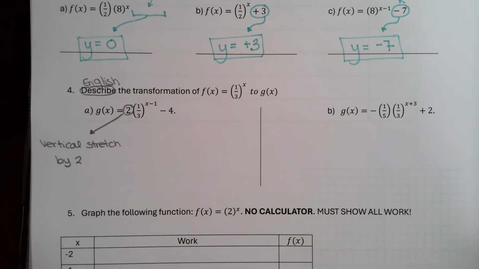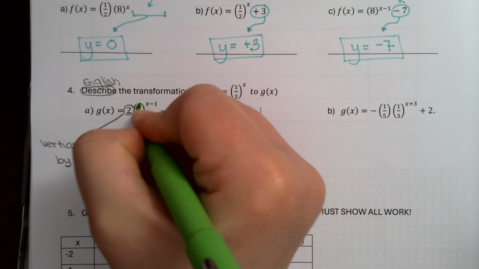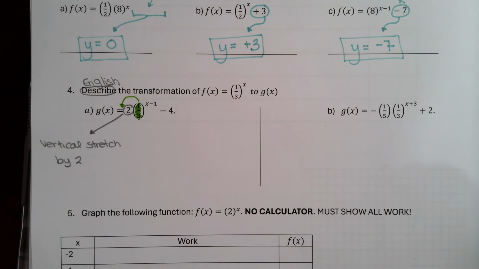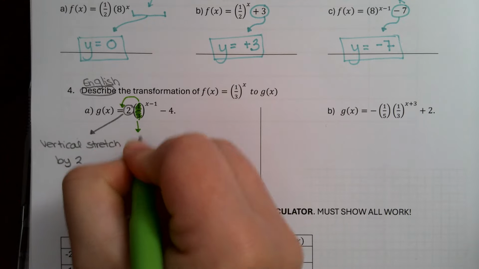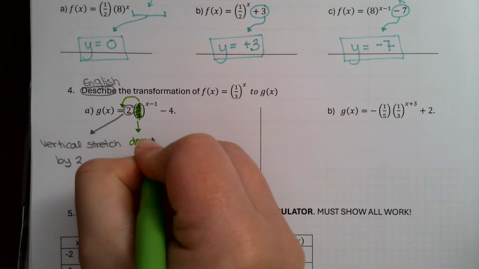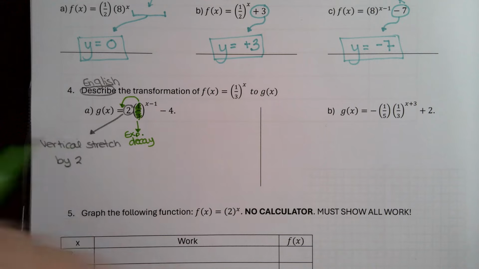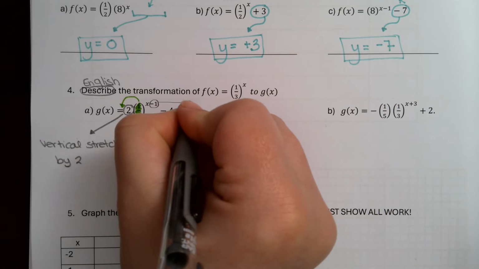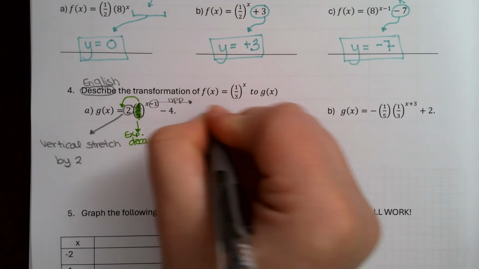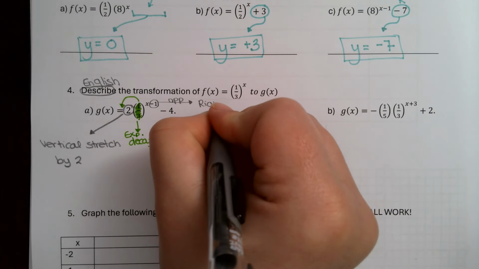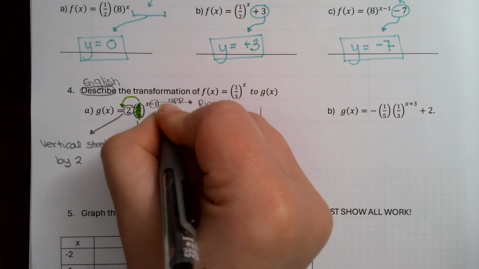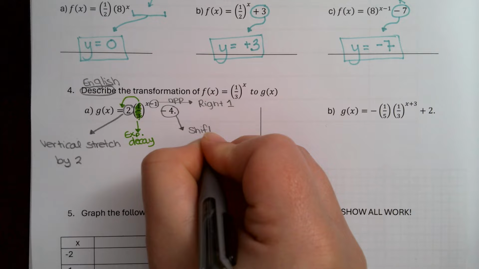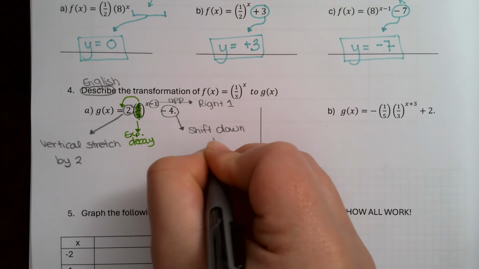For your 1/3, we're just going to take a look if it's going to be a growth, decay, or neither. Since I do not see a negative out in front, that means this is going to be an exponential decay. We're going to take a look at our H value. Remember, this one on top is the only one that is opposite of what you see. So that means I'm going to go right by 1. And then this -4, your asymptote value, is going to shift down 4.